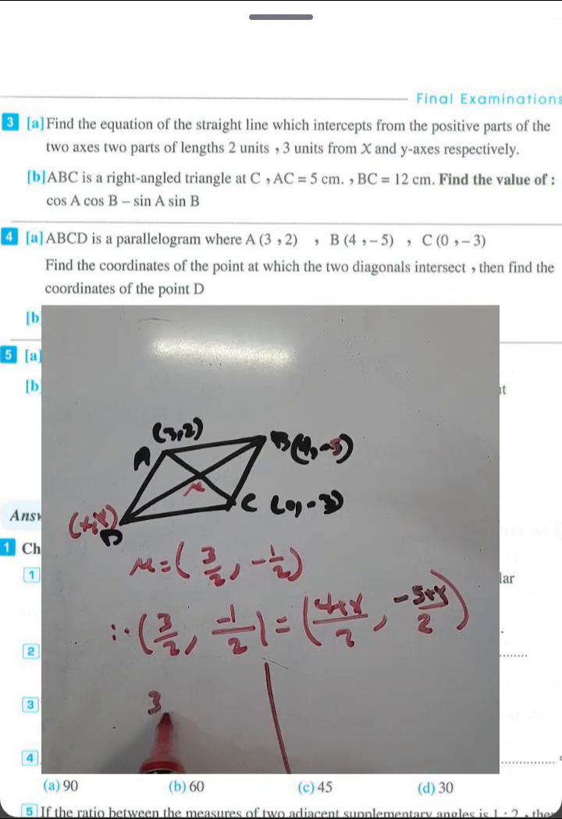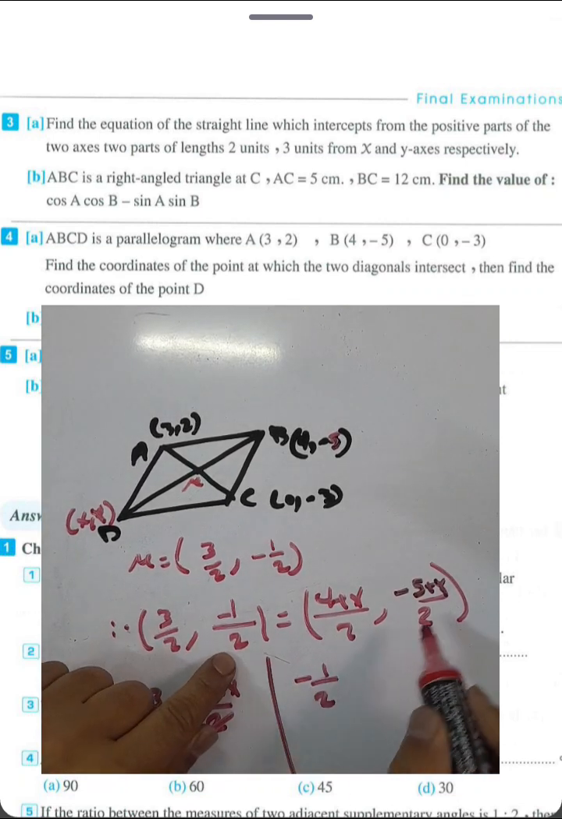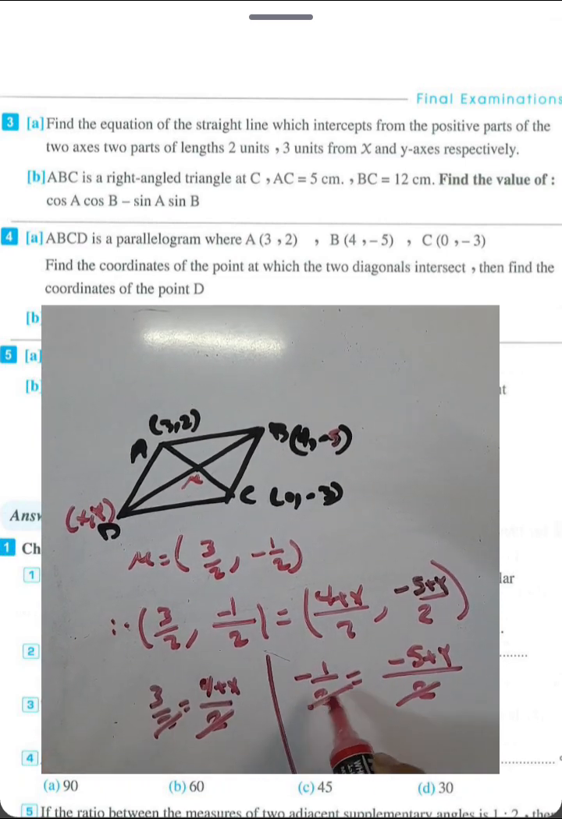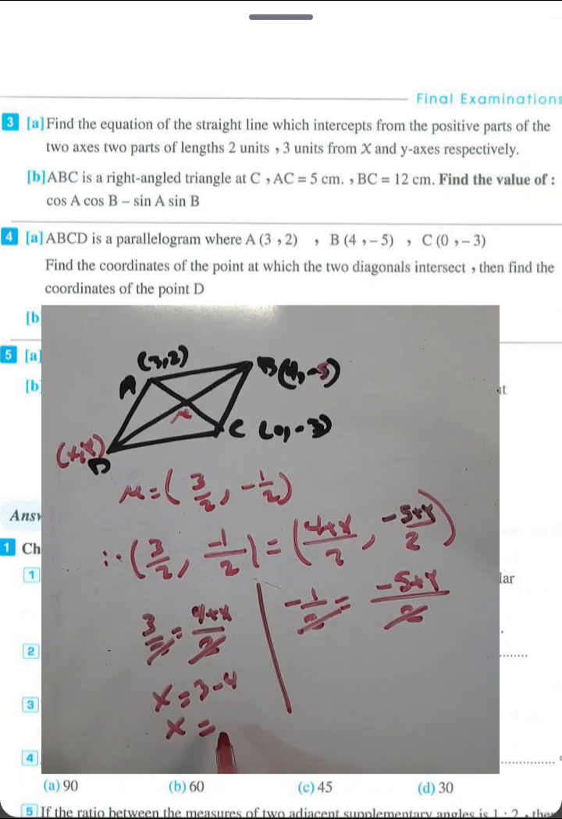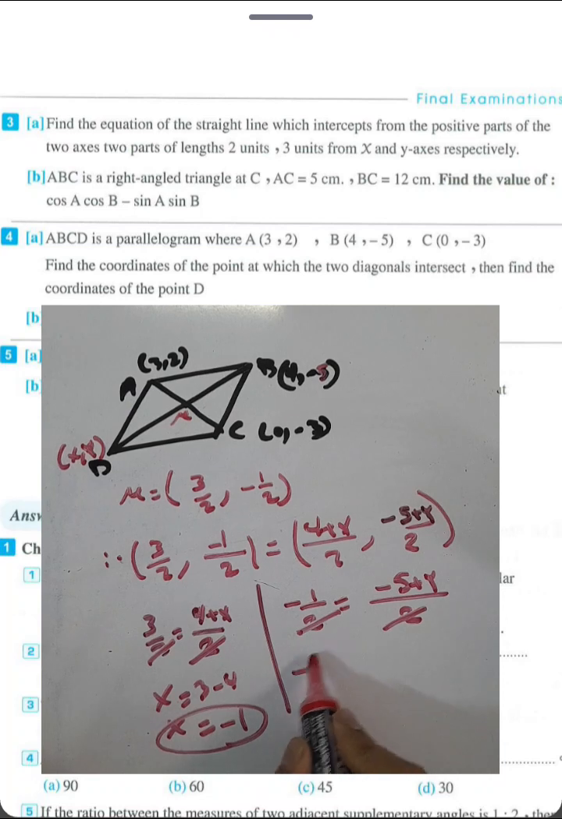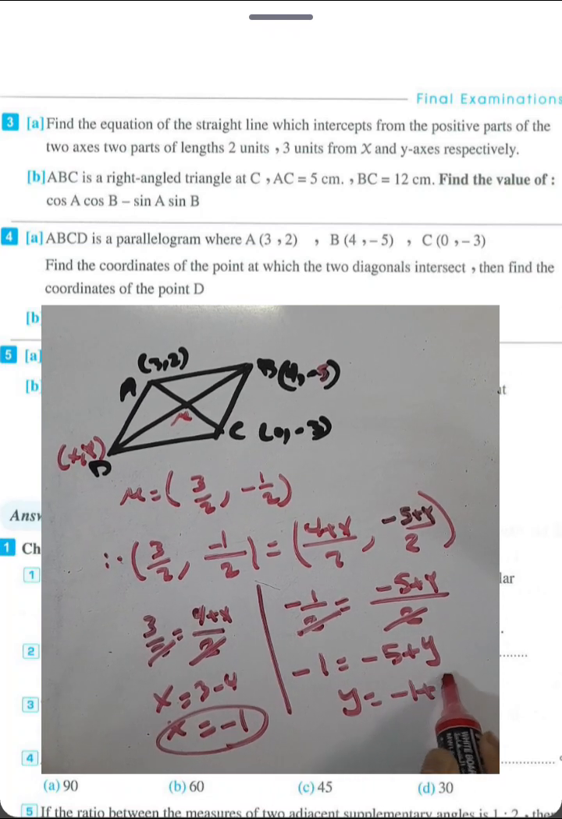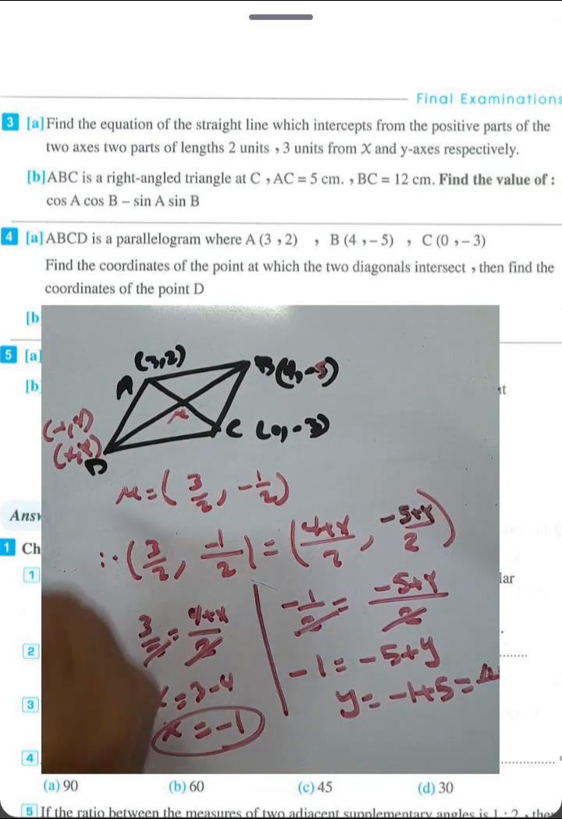Then 3 over 2 equals 4 plus x over 2. We can cancel 2 by 2. And the negative half equals negative 5 plus y over 2. Cancel 2 by 2. Then x equals 3 minus 4, so the value of x is negative 1. And negative 1 equals negative 5 plus y, then y equals negative 1 plus 5, which is positive 4. Then this point will be negative 1 and 4.